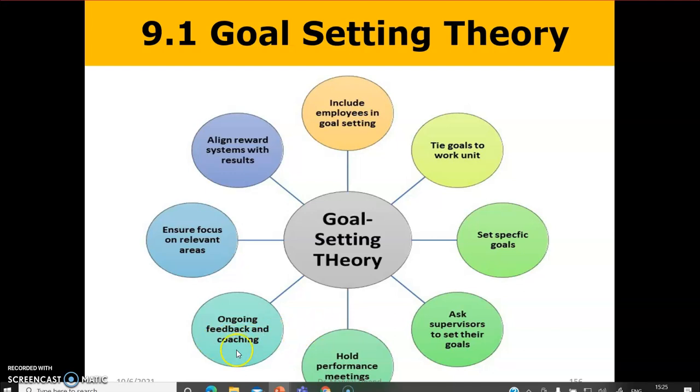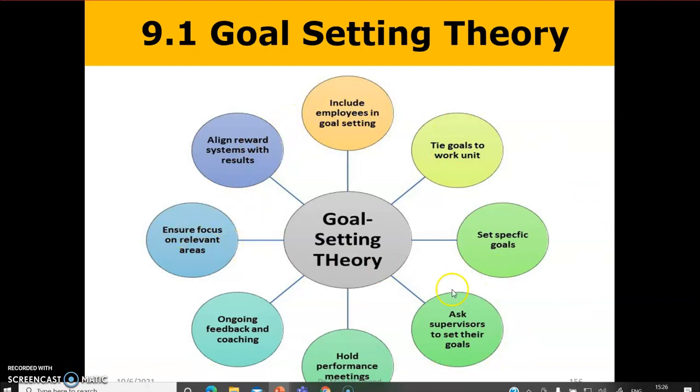So, ongoing feedback and coaching. Here we will see how we can coach ourselves and others. Feedback is required and coaching is also required. Suppose you hold a performance meeting and you find somebody is not marching towards the goal. Then you have to give the employee your feedback, and you have to coach also. Ensure focus on relevant areas. Out of 10 areas, you have to give priority to some areas, and then focus on those priority areas. But your goal areas should include all the areas which are significant to you.